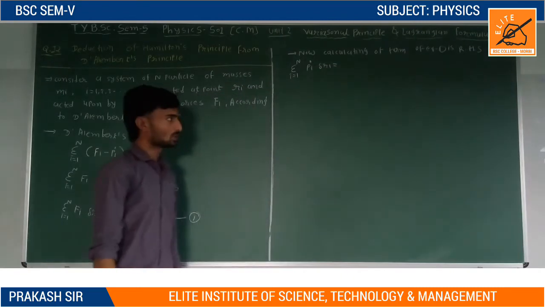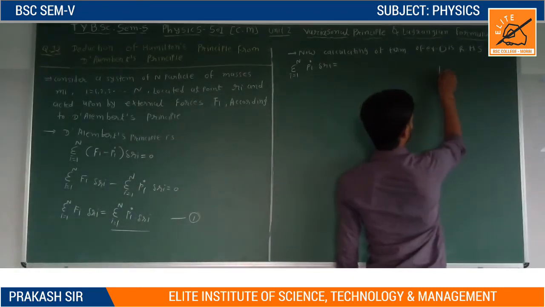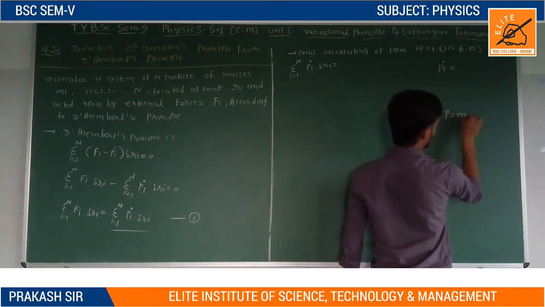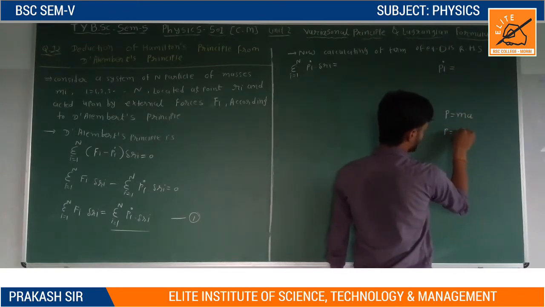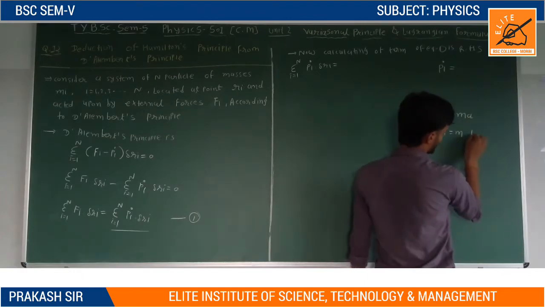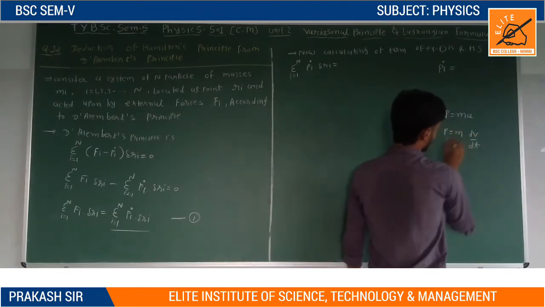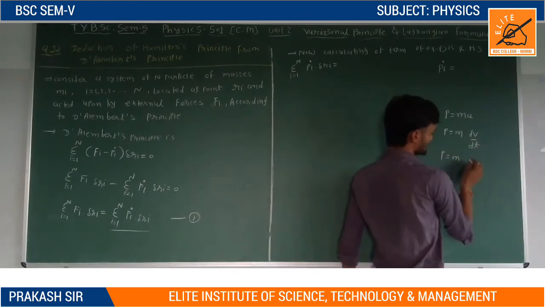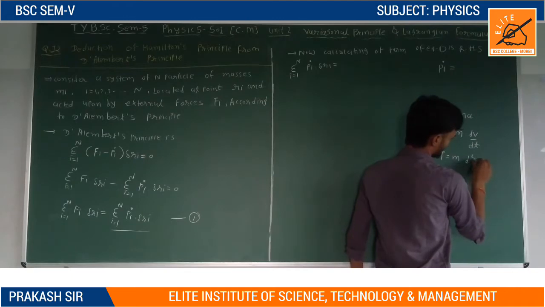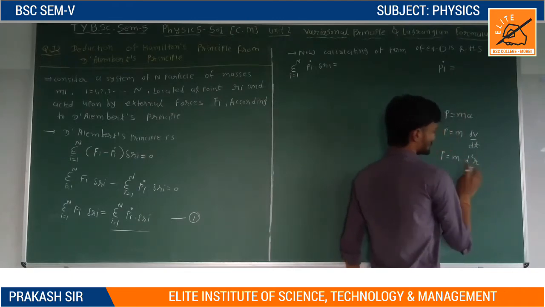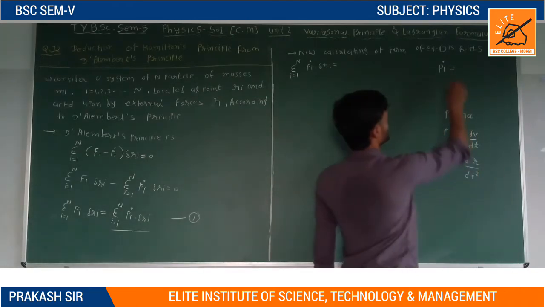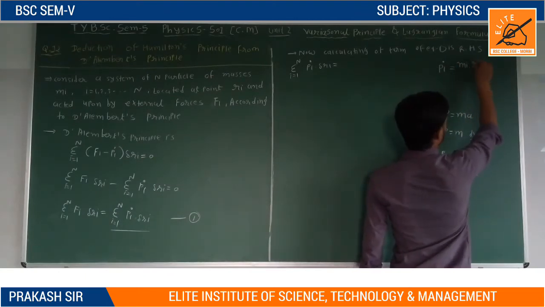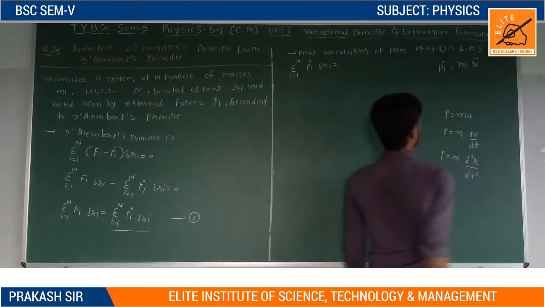Here pi dot is equal to, p is equal to m a, where a is dv upon dt, and v equals dr upon dt. r is the displacement, so d square r upon dt square, the double derivative of r. So pi dot is equal to mi into ri double dot.